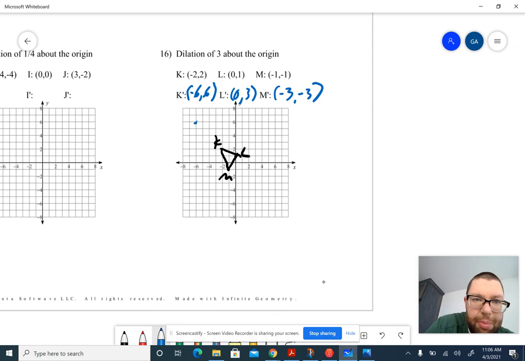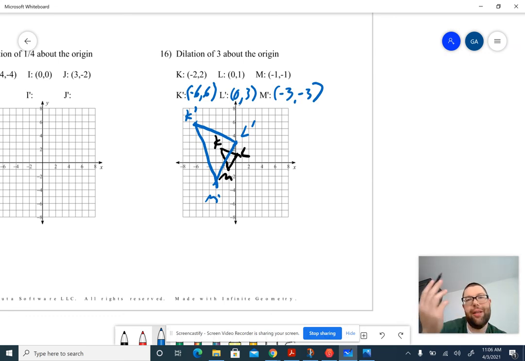So there's my K prime right there. L is at 0, 3. So up here is L prime. And then -3 and -3 would be right there. There's M prime. So my new shape would look like this. That's my new dilated shape. Okay, grew a little bit bigger. Not a lot. Notice it stayed on the y-axis because this was 0, right? When you dilate something at 0, it's just going to stay 0.